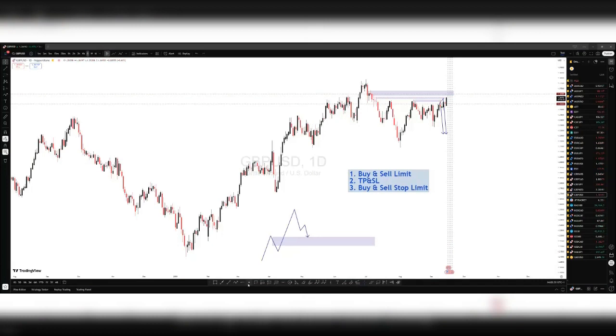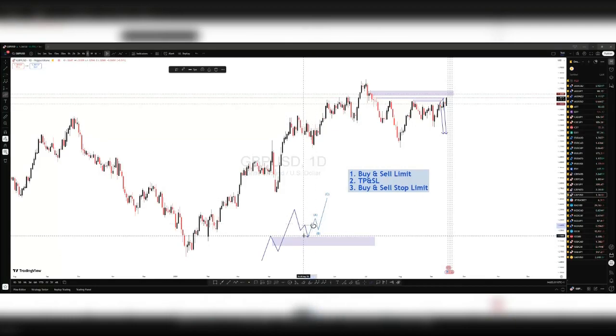The buy stop limit would be me saying that after price has done all of this, if it returns to break above this high, meaning if the reaction from this point is solid enough to break above this high, that's when I want to take my buy entry. So I can enter my buy trade from here and put my stop loss below here.